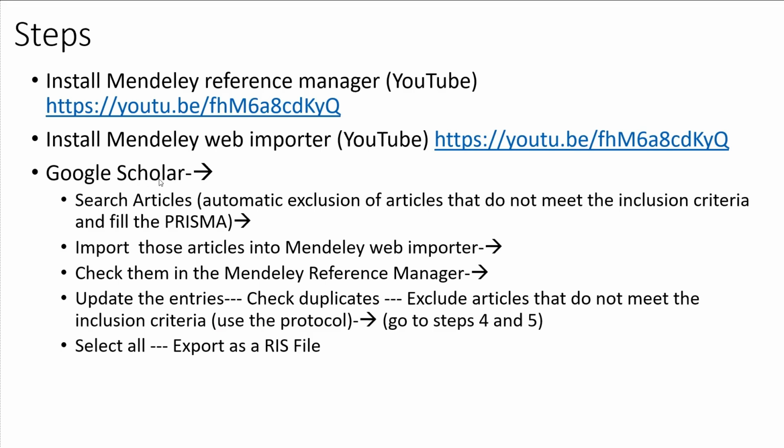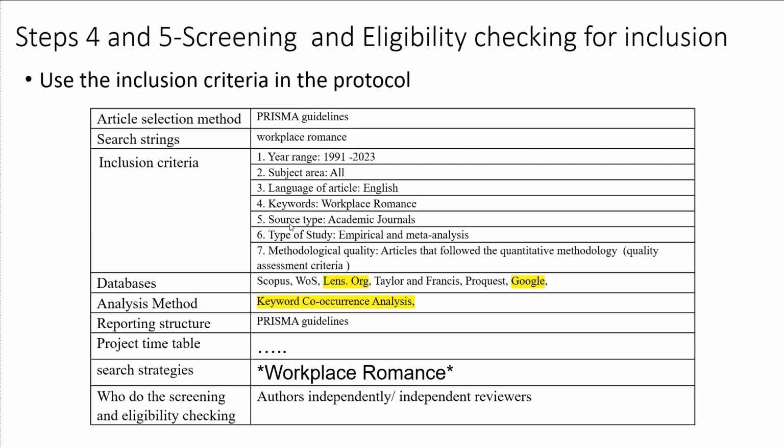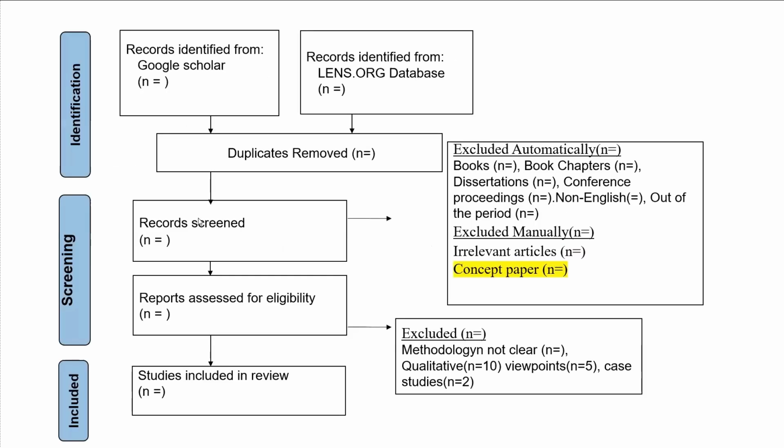Then go to Google Scholar. Then we did that: search articles, which is the automatic exclusion of articles that do not meet the inclusion criteria, and fill in the Prisma framework. So now we need to use the Prisma framework. Here is the Prisma framework, as you can see. In the first session there were many other frameworks, but the Prisma framework is highly recommended for systematic literature review. So I advise you to use the Prisma framework rather than the others.